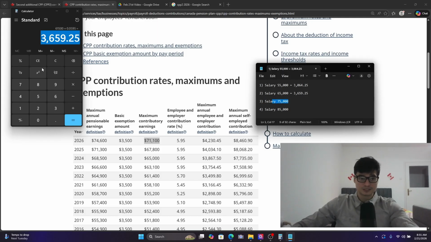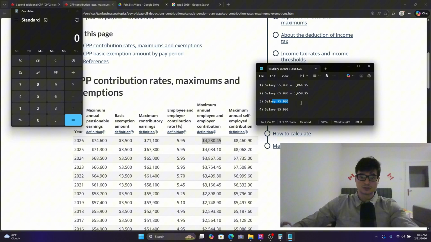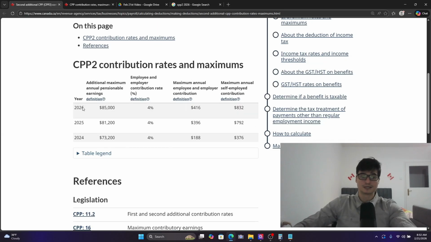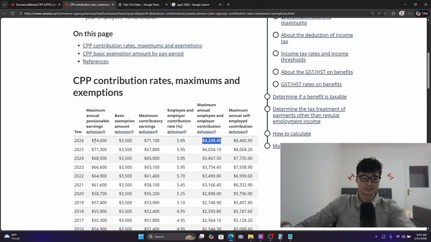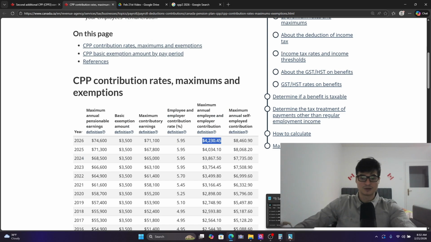The next one is for 75,000. We can see that the original 74,600 will be 4,230.45, so we're going to include that plus our CPP2, because now if you look at 2026, you have to have a maximum of 85,000 in order to max out your CPP and not have to pay any more CPP after that. So we have 74,600, but our salary is 75,000, so we're going to pay on the difference of that $400.